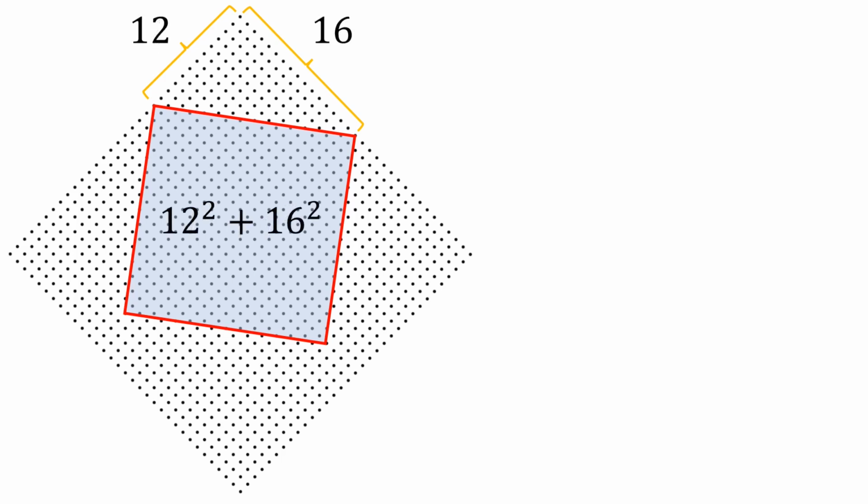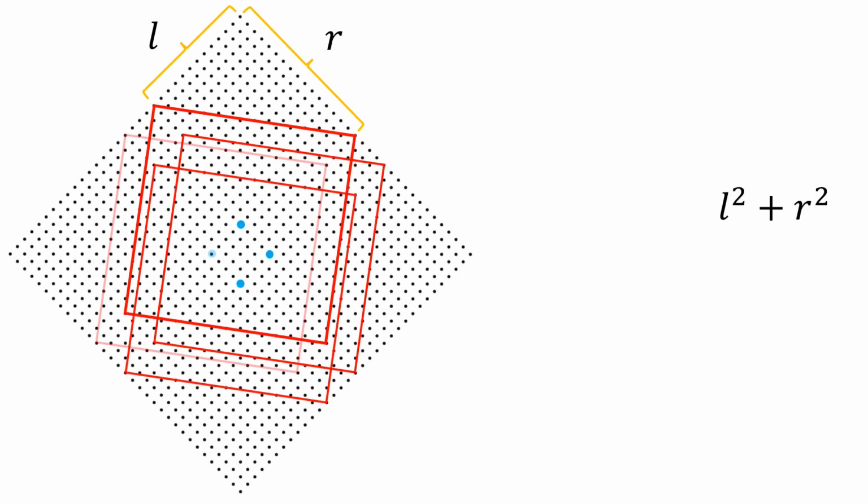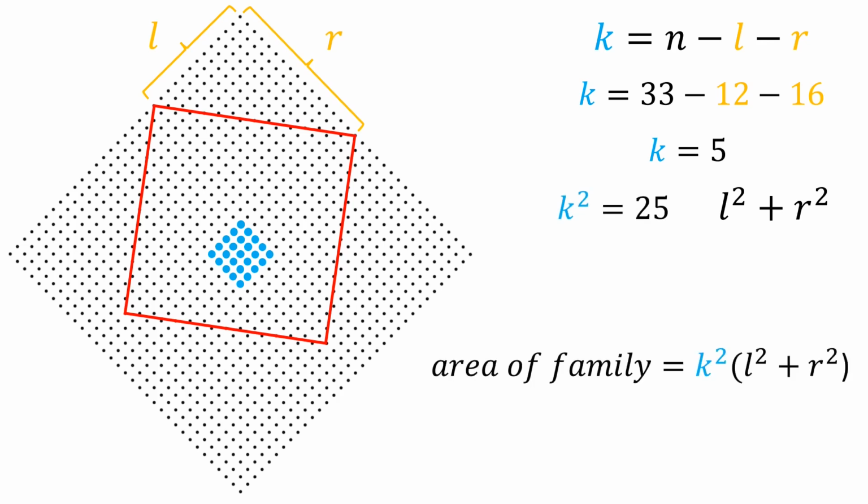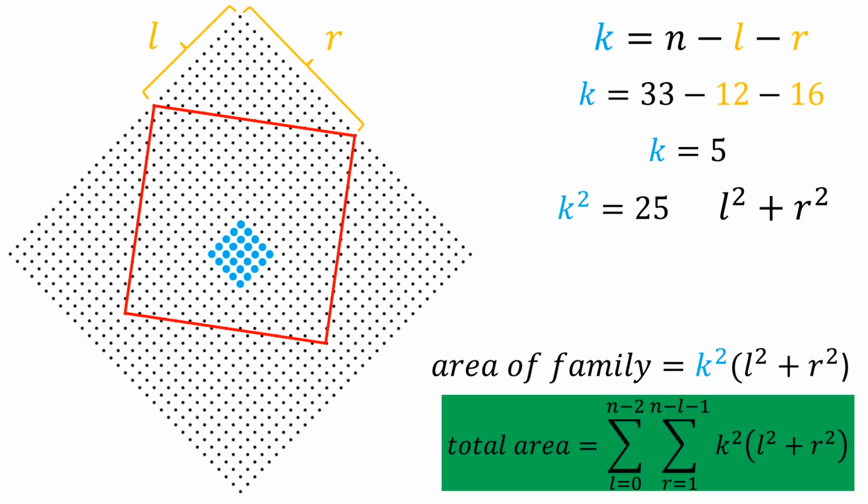And if L is 12 and R is 16, the hypotenuse is 20. And the area is 400, for example. And all the other squares in its family with the same tilt have the same area, and there are k squared of them. Where here k is 5, and k squared is 25. So the total area of all the squares is a variation of that found in part 1, where the summand is k squared, but now weighted by a common area L squared plus R squared.